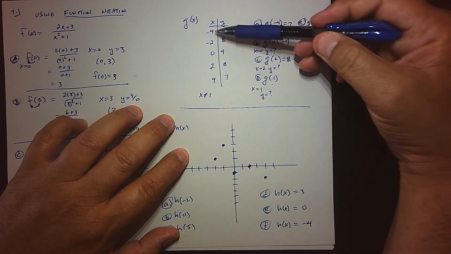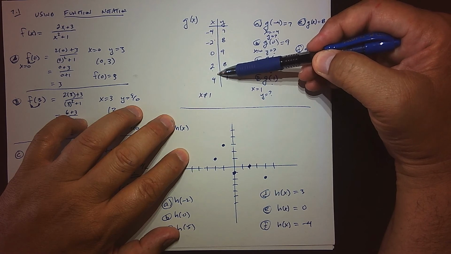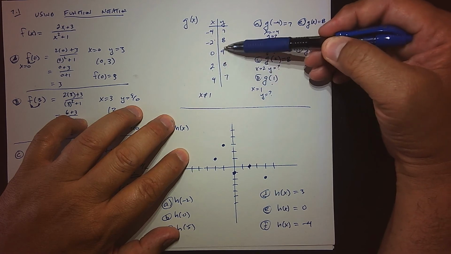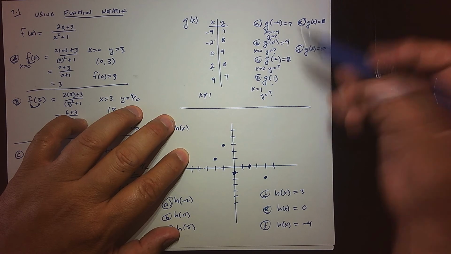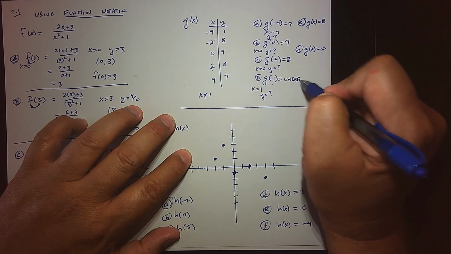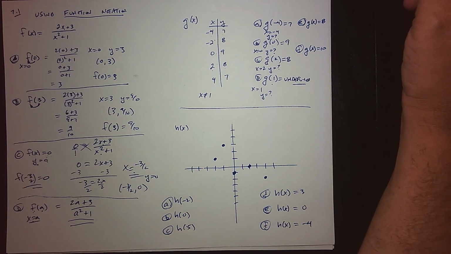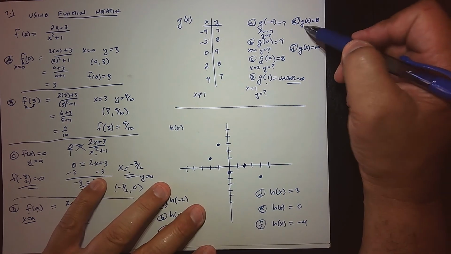My domain only consists of, it's only defined for these 5 particular input values. Those are the only 5 that I know where they go. So since 1 is not defined, this is undefined. I have no idea. We could guess, but your guess is as good as my guess. We don't really know. And in a function, I want to know exactly where it goes. It's undefined.